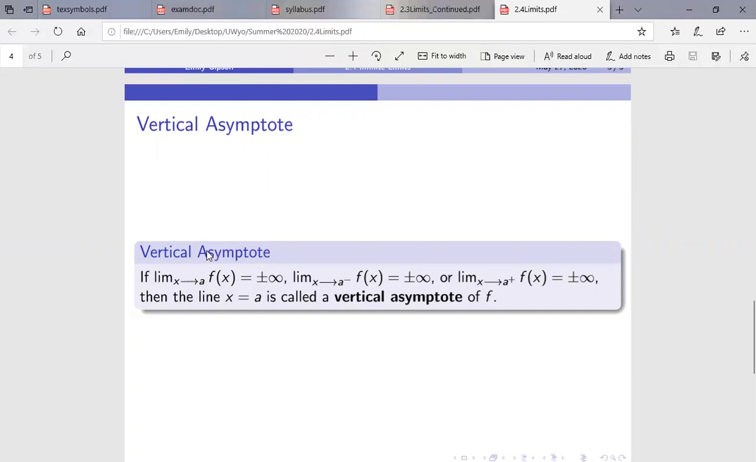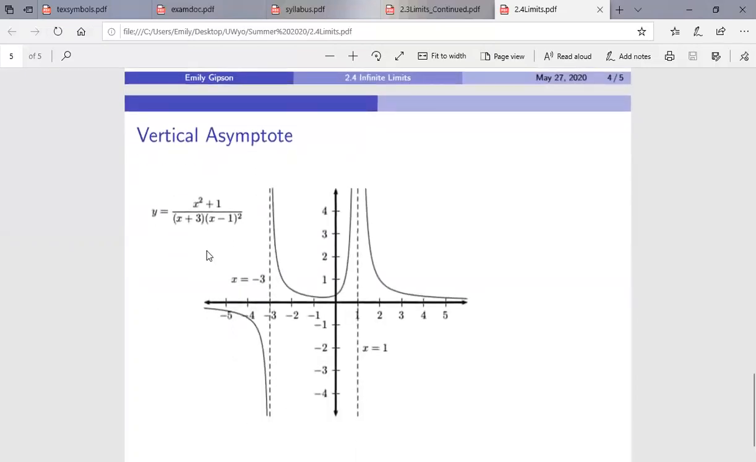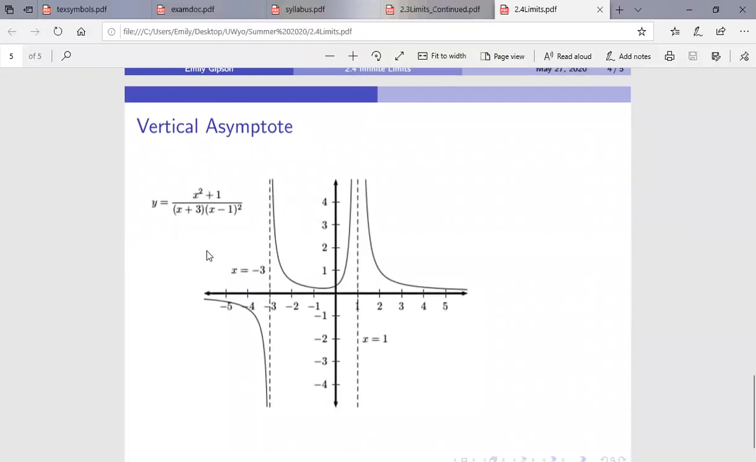So what exactly does that look like? Here I've got another graph, a function I pulled out of a textbook, and we can see we've got dashed lines at -3 and dashed lines at +1. When we approach +1 from the right, it goes to positive infinity. And as we approach +1 from the left, it goes to positive infinity. So we know that the limit as x approaches 1 is positive infinity.